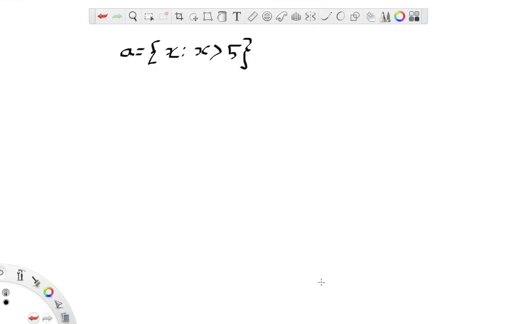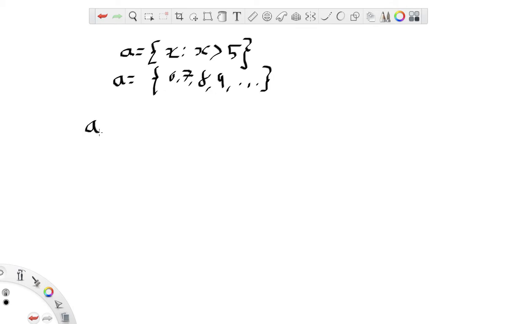The thing I want to talk about. So if we've got the set A, the set X such that X is greater than 5, what will A look like? It will be 6, 7, 8, 9, and so on. Okay, and then what I want to look at is something called complement.